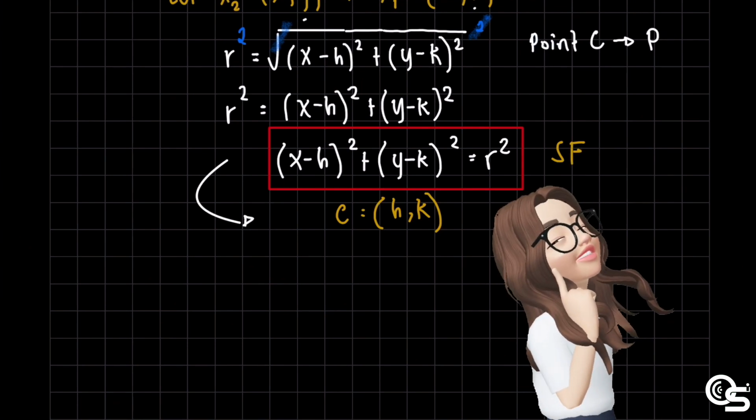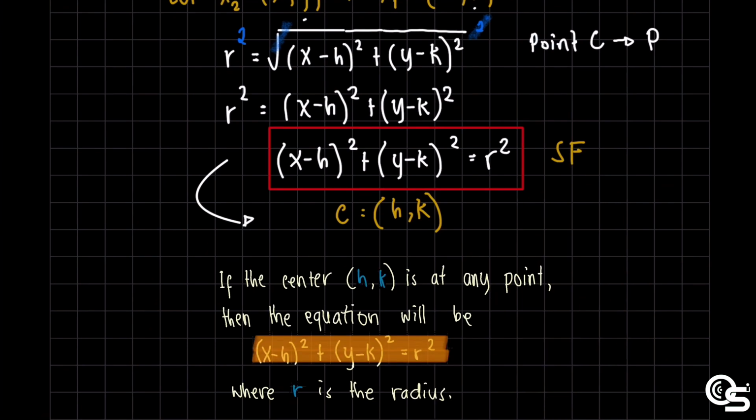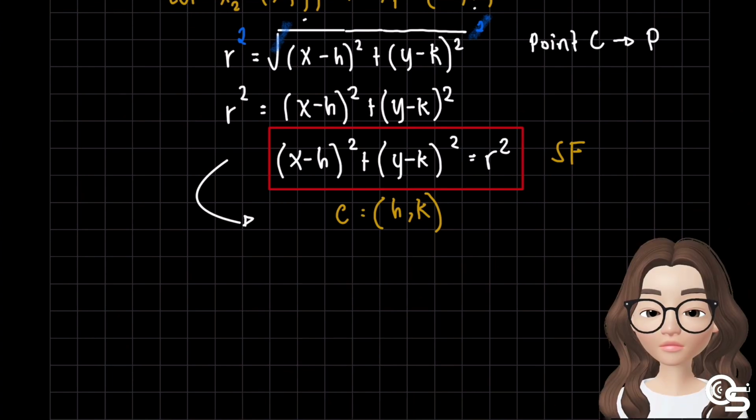Please note that if the center (h, k) is at any point, then the equation will be (x minus h) squared plus (y minus k) squared is equal to r squared, where r is the radius. This one is similar to what we have derived earlier.